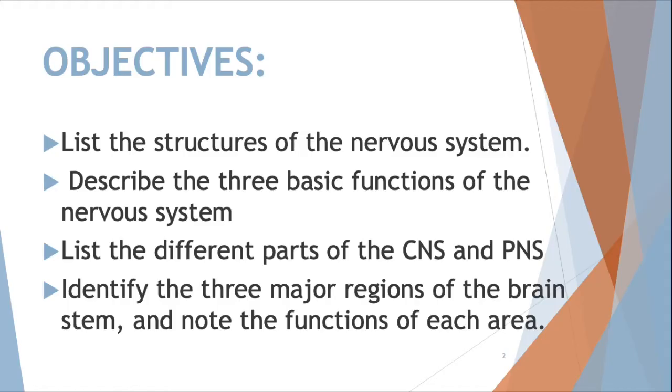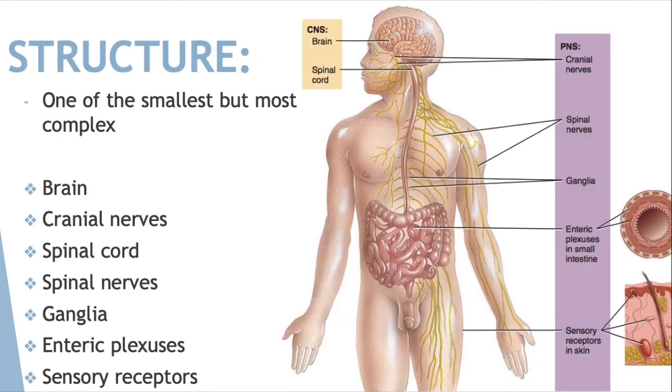Next objective is to identify the three major regions of the brainstem and note the functions of each area. Let's start with the structures of the nervous system. Okay, the structure of the nervous system is said to be one of the smallest but most complex.